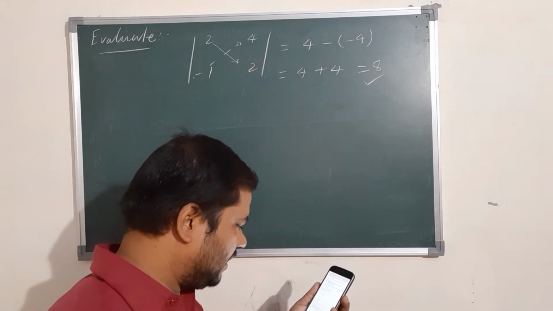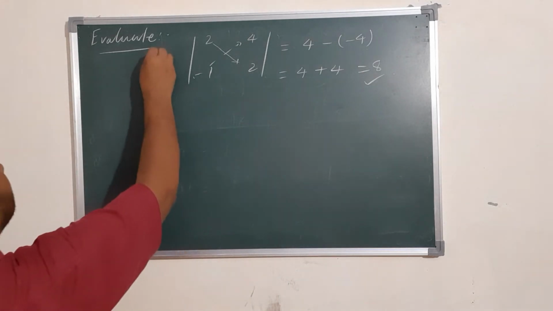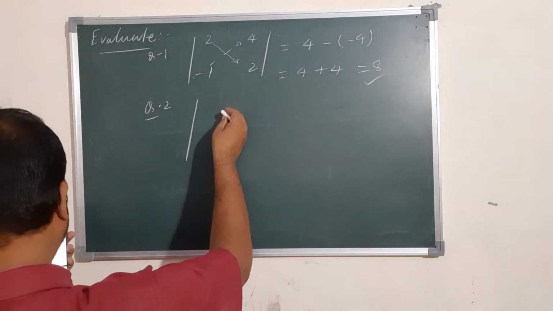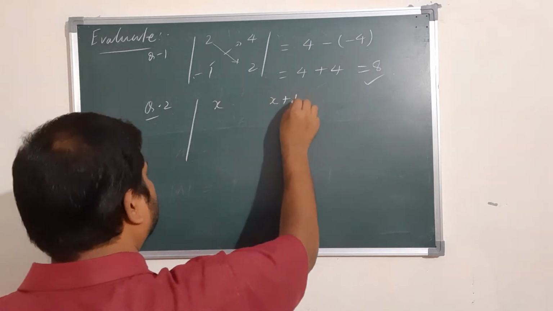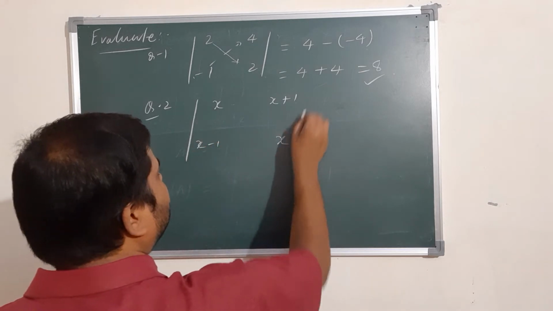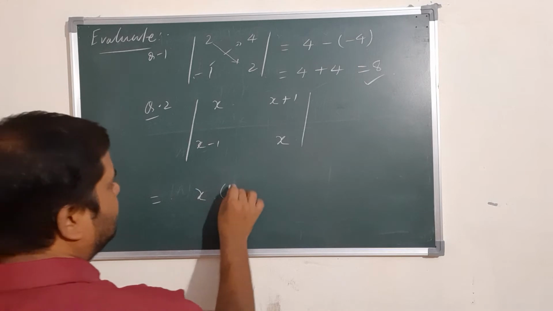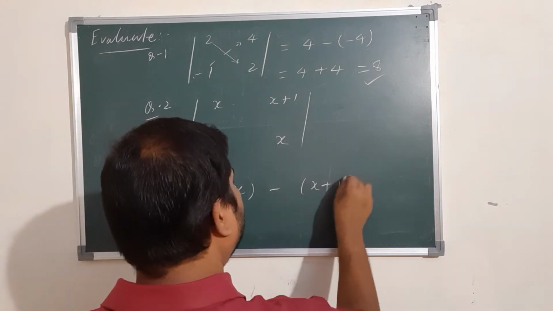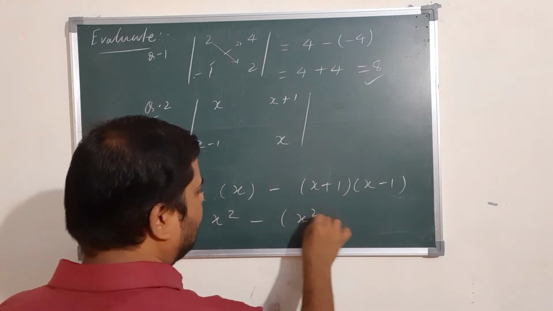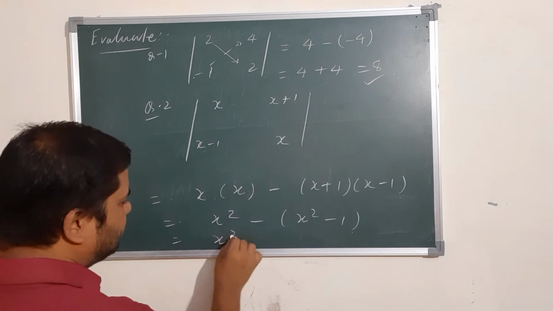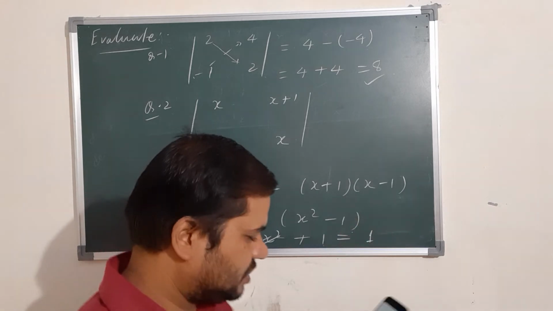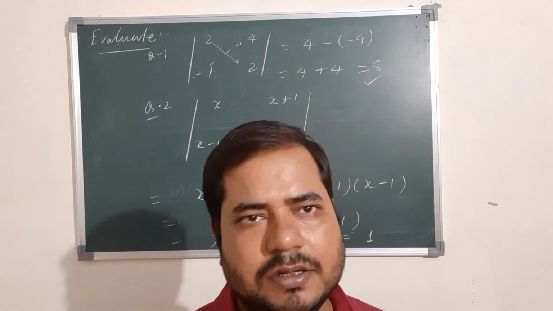Now evaluate another question. Question number 2. Evaluate the determinant with rows x, x plus 1 and x minus 1, x. We have x into x minus (x plus 1)(x minus 1). So we will have x square minus (x square minus 1). So x square minus x square plus 1, cancelled out. This is 1. So this is the solution of the particular determinant.